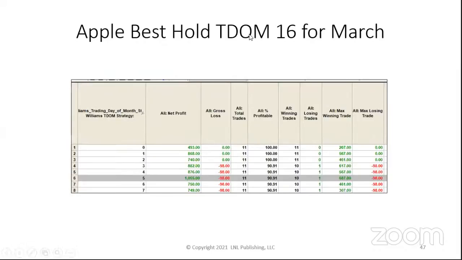And so we're going to look at the trading day of month 16 for March. That's a good trading day to buy. And how many days do we hold it? Well, we get 100% accuracy. Trading first profitable opening, waiting a day, another day, makes $740. But if we go out to 5 days, we almost more than double the profit from the trade.